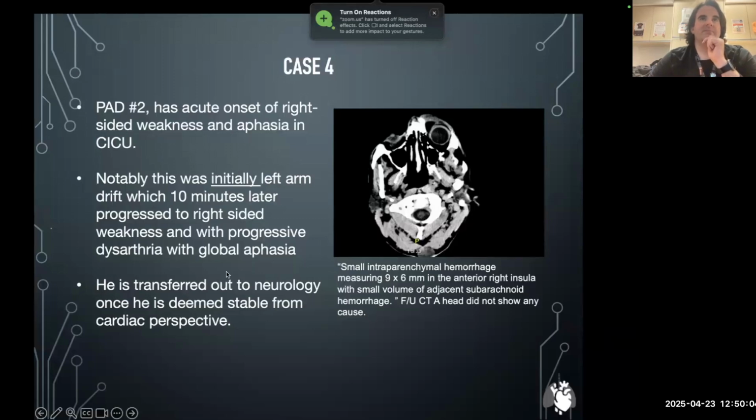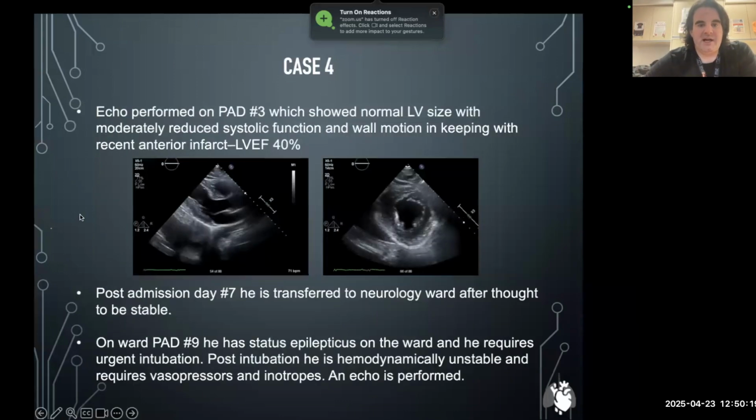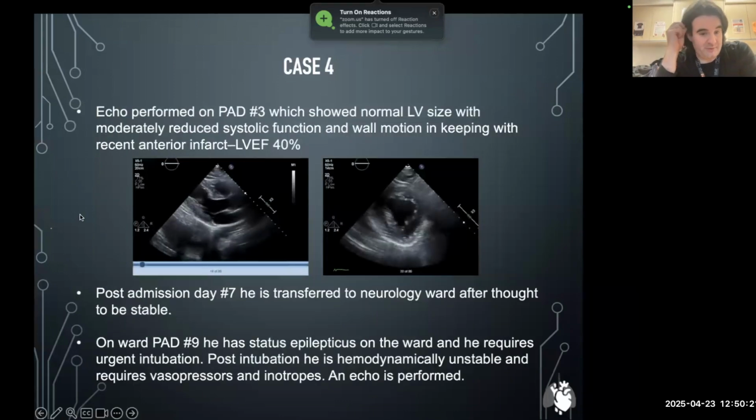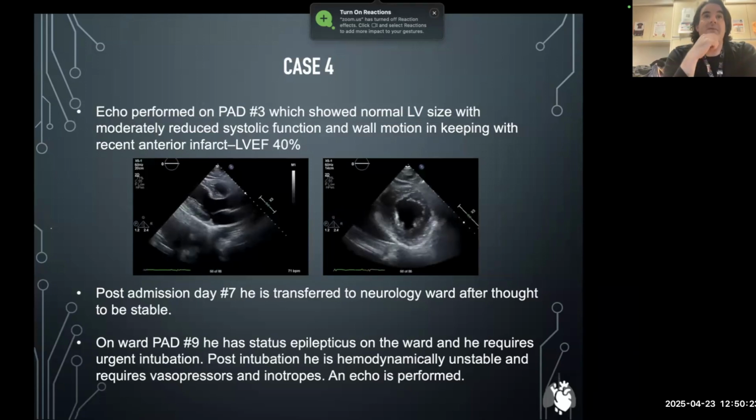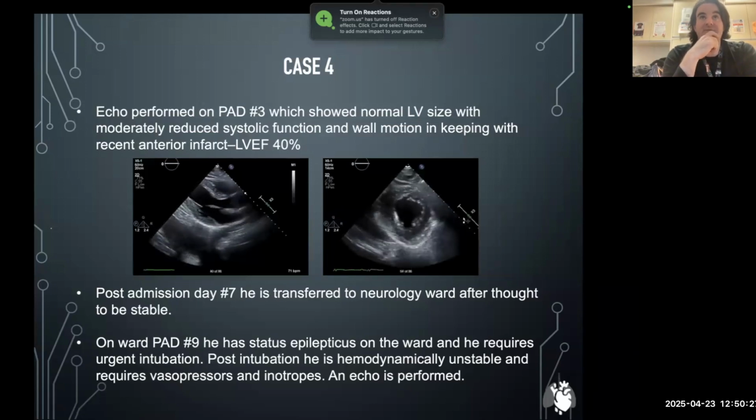In the meantime, he had ongoing stroke symptoms, but hemodynamically he got better, and then was sent out to neurology essentially on post-admission day 7. As part of the workup on day 3, he had an echo done, obviously. This was, I think, in and around the time he had stroke symptoms, and showed a depressed LV function.